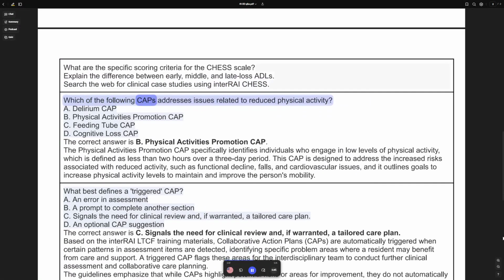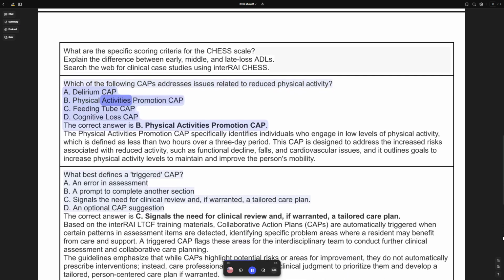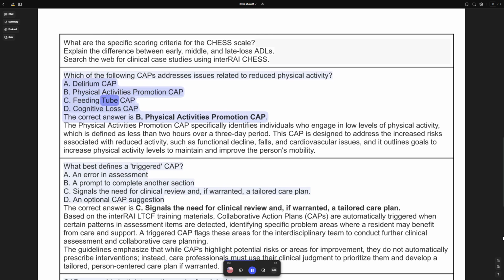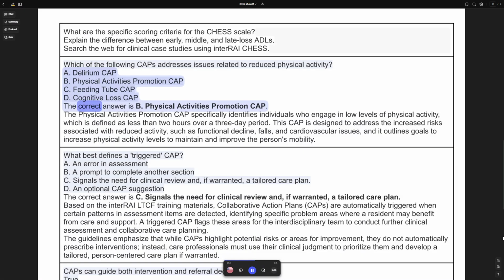Which of the following CAPs addresses issues related to reduced physical activity? A. Delirium CAP. B. Physical activities promotion CAP. C. Feeding tube CAP. D. Cognitive loss CAP. The correct answer is B.